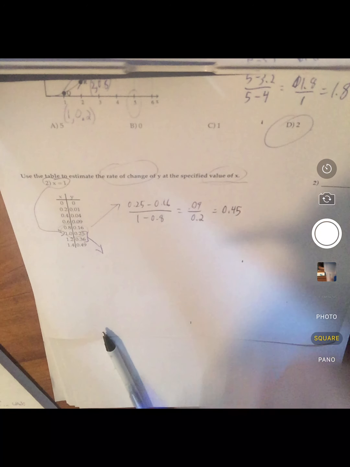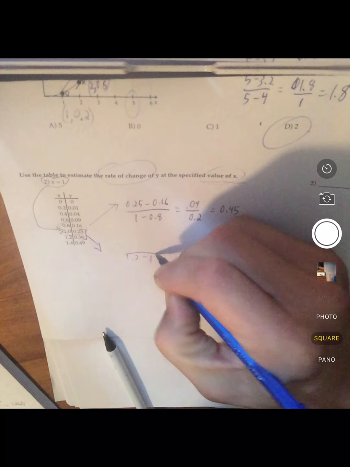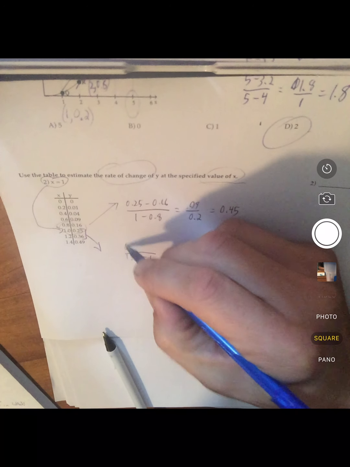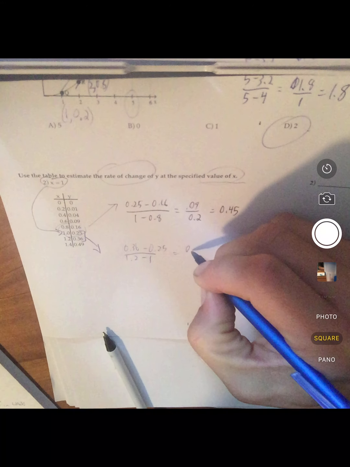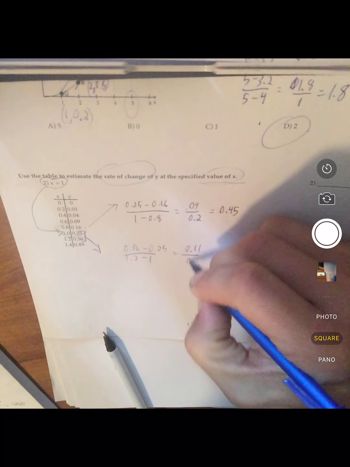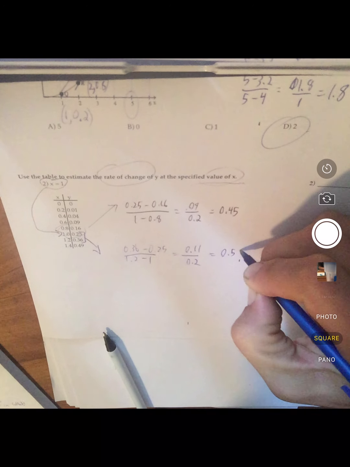And do the same thing with the 1 and the 1.2 over here. The y values are 0.36 minus 0.25. So that's 0.11 over 0.2, or 1.1 over 2, so that's 0.55 on that one.